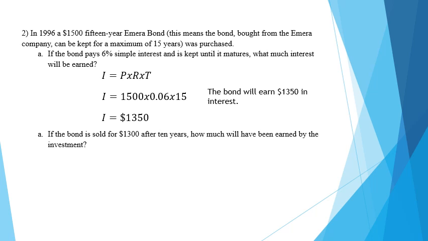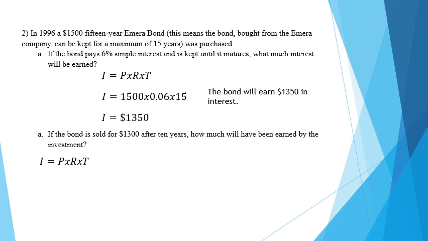So what if the bond sold for $1,300 after 10 years? So what that means is the person wanted to take the bond out after 10 years. So they didn't want to wait till the maturation date when it was mature. So instead of getting the $1,500 back that they invested, they're only getting $1,300 back instead. But they're also getting the interest that was earned. So let's have a look.